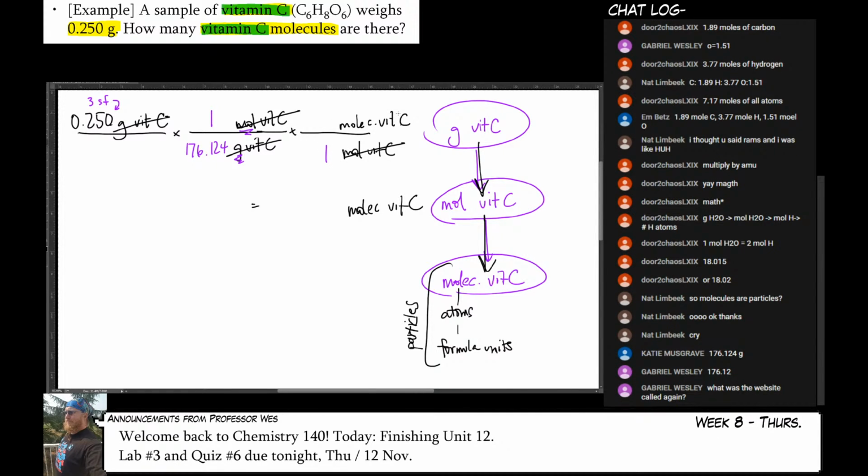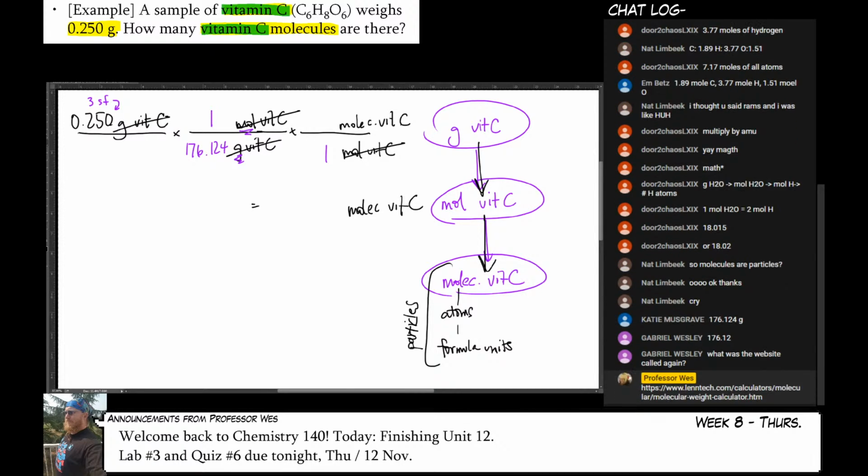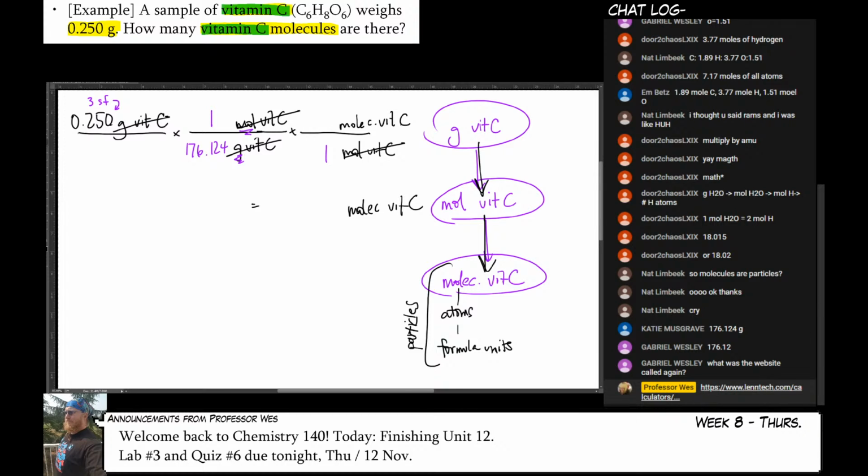Where do I go for that? What was the website called again? It's called Lenntech. Let me just paste the link that I have. Lenntech calculator. So this is the link that I use for a molecular weight calculator. Mostly because I think it was the first one that came up when I looked for one. I've used this for years. And then the name got stuck in my head. So instead of typing molecular weight calculator, I just type Lenntech. Like they're a water treatment company or something like that.